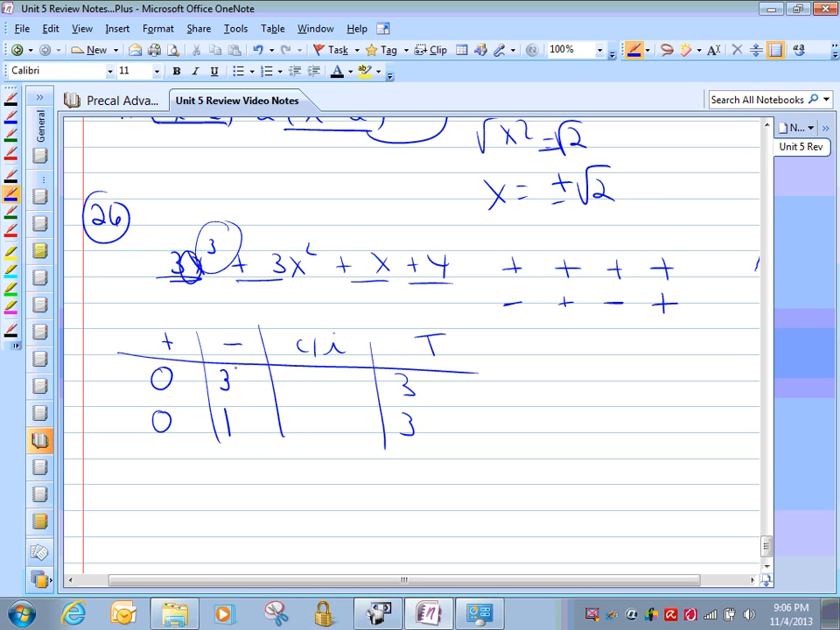Add straight across. 0 plus 3 is 3. Can't get any more, that's 0. 1 plus 2 is 3. And there's our Descartes' rule of signs. So if you were asked how many positives, there would be 0. How many negatives? There would be 3 negatives or 1 negative. And how many complex imaginary? There'd be 0 or 2.